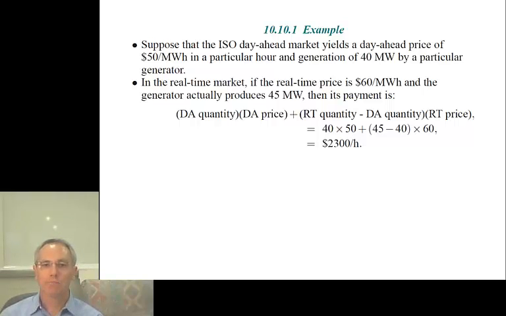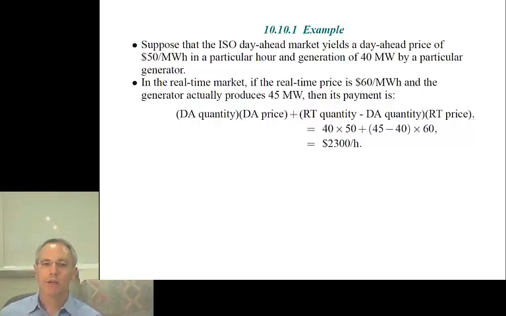Suppose the ISO day-ahead market yields a day-ahead price of $50 a megawatt hour in a particular hour and generation of 40 megawatts by a particular generator. In the real-time market, let's suppose the real-time price is $60 a megawatt hour. Maybe demand is more than we forecast. And in that case, the generator might be asked to produce more than what it agreed to day ahead. Let's say it produces 45 megawatts.